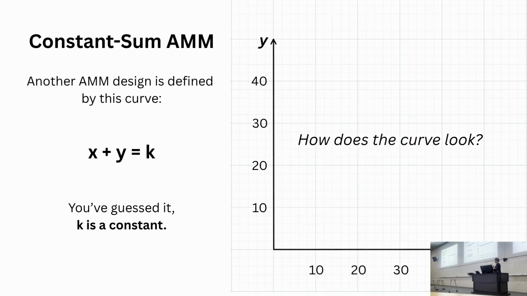Another example of the type of AMM that exists is called constant sum AMM. The first type that we covered, which has a multiplicative sign, is constant product, and this is constant sum. Very similar math-wise to the constant product AMM. The formula is x plus y equals k. Again, my favorite question, how does the curve look like? We have x plus y, k is constant. If you think of it as a curve, yeah, exactly. It's just a straight line.